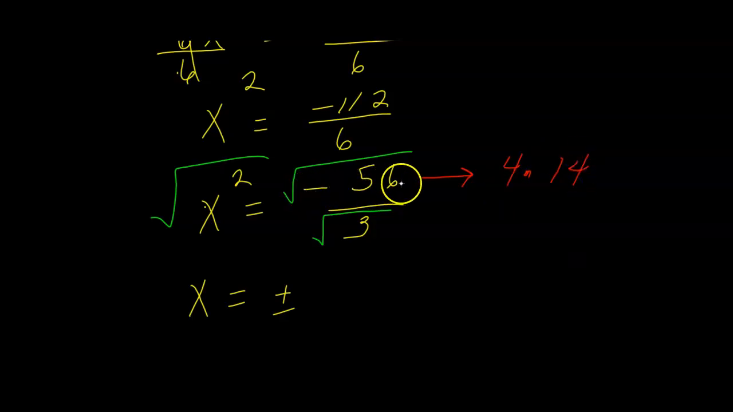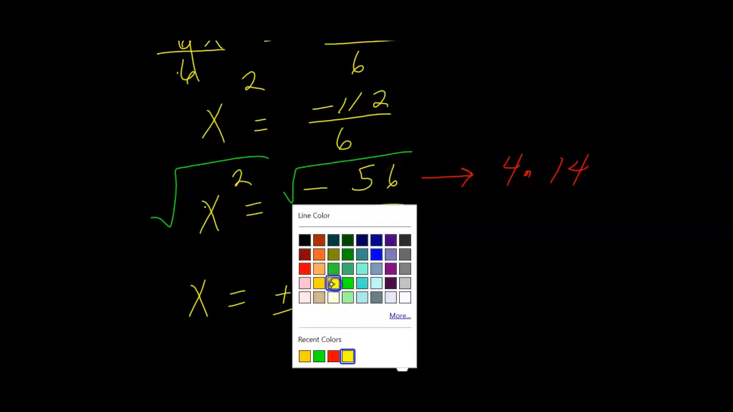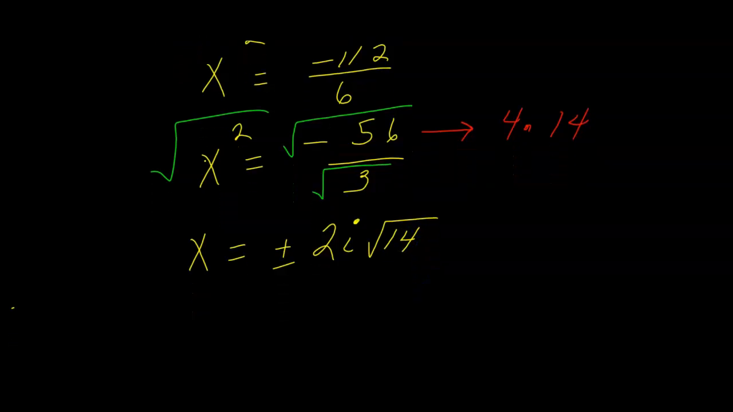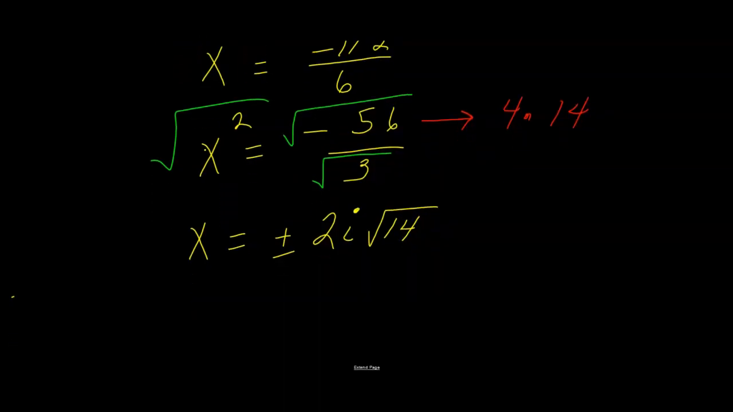So when I simplify this numerator, the square root of 4 gives me 2. I have this negative under my square root, so I'm going to have an i in my answer. And then my 14 can't be simplified any further. So the numerator turns into 2i square root of 14. The denominator is the square root of 3. That cannot be simplified.